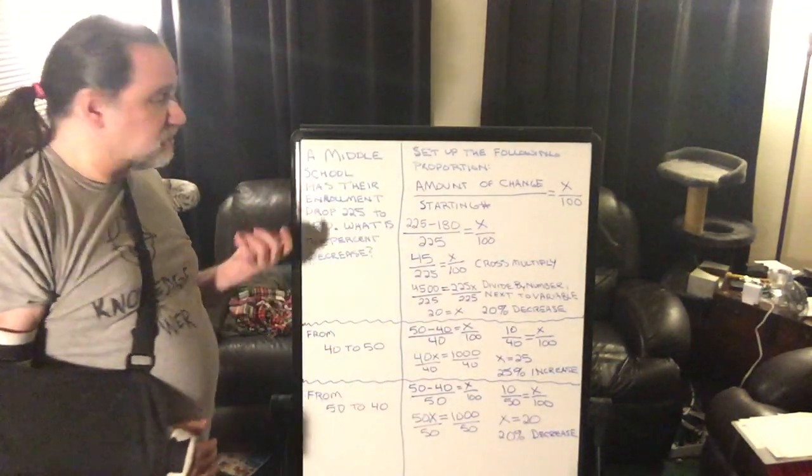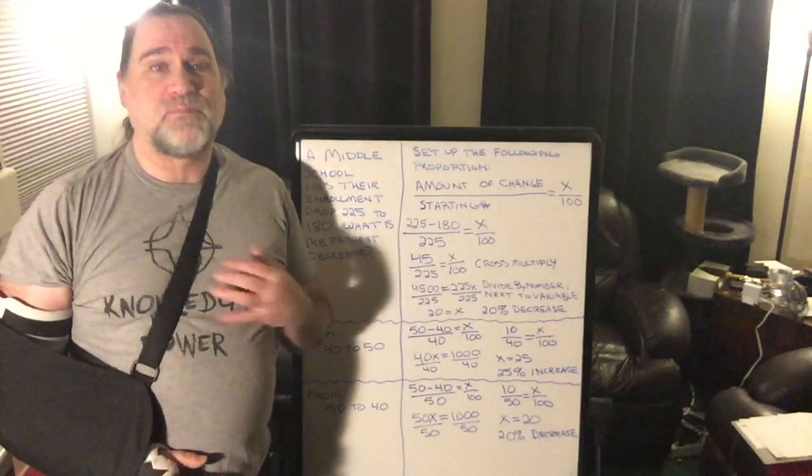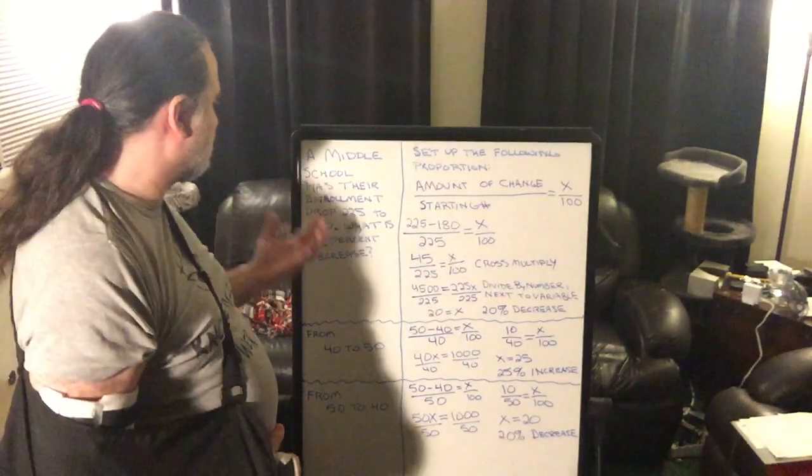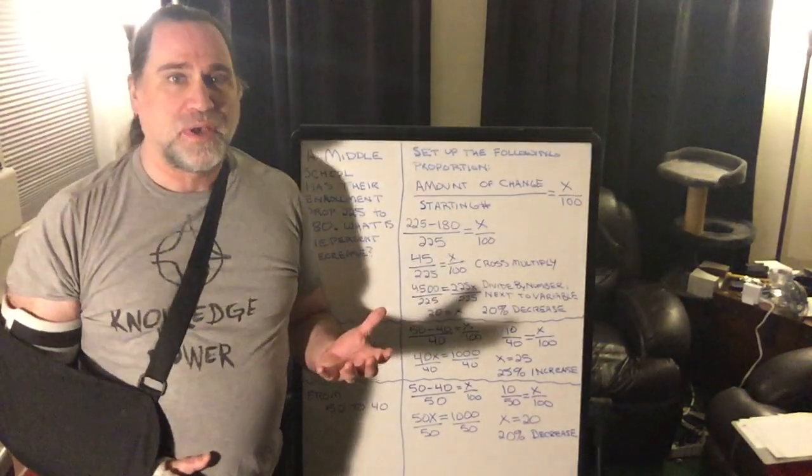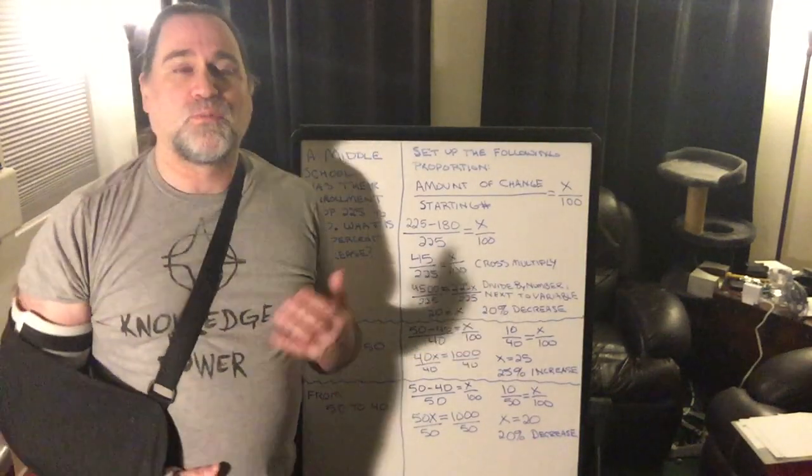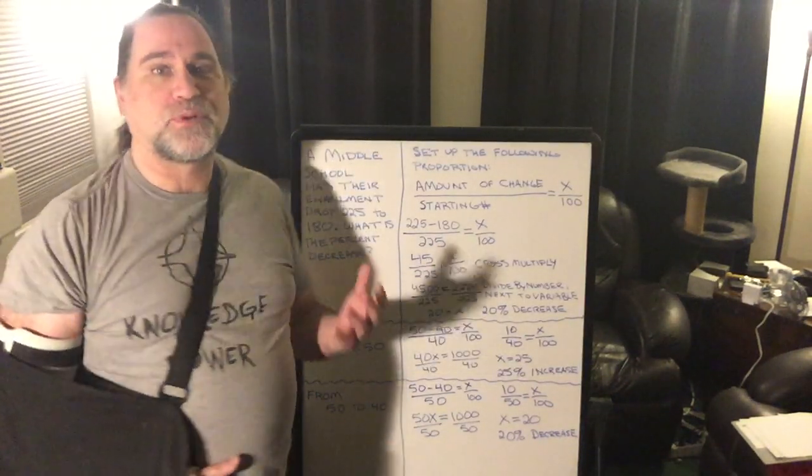Okay. So here we're even going to start out with a problem very near and dear to my heart. It says a middle school has an enrollment drop from 225 to 180. What is the percent decrease?